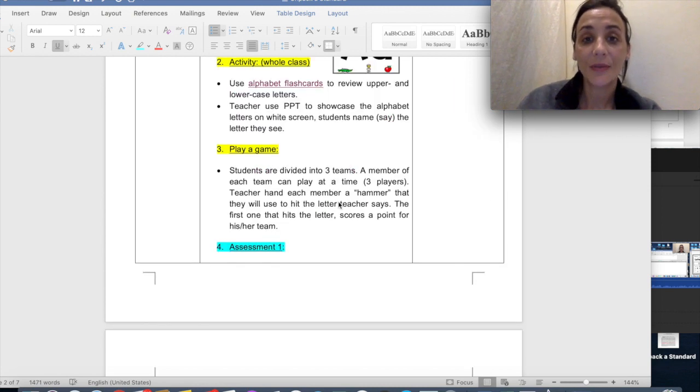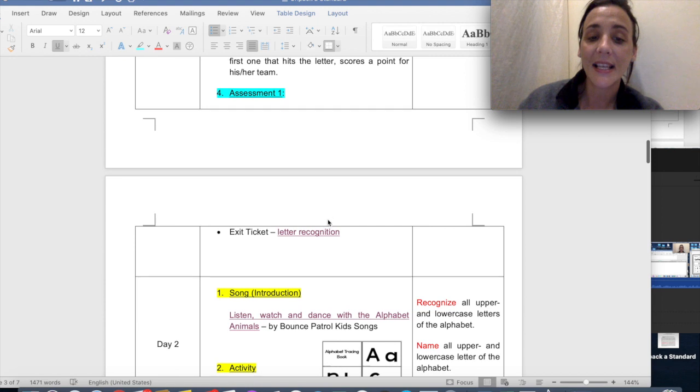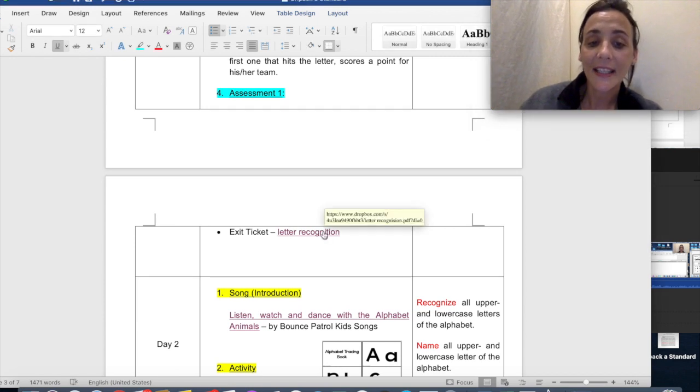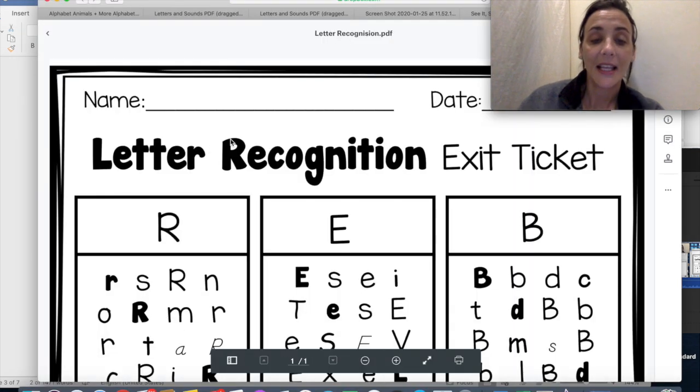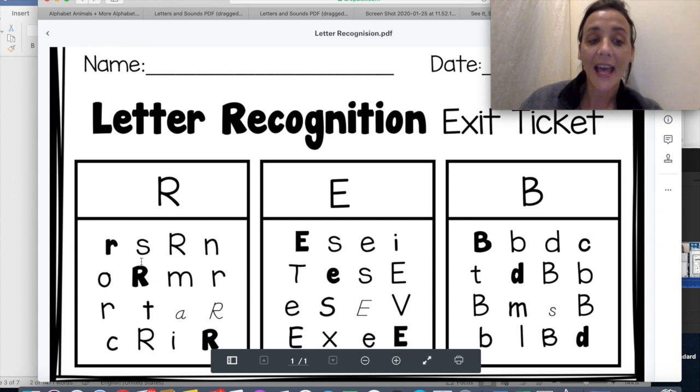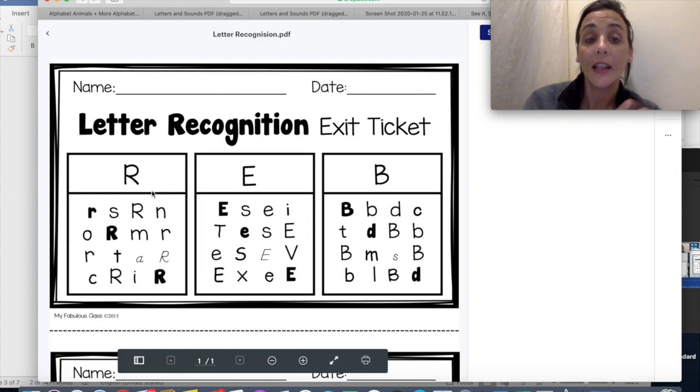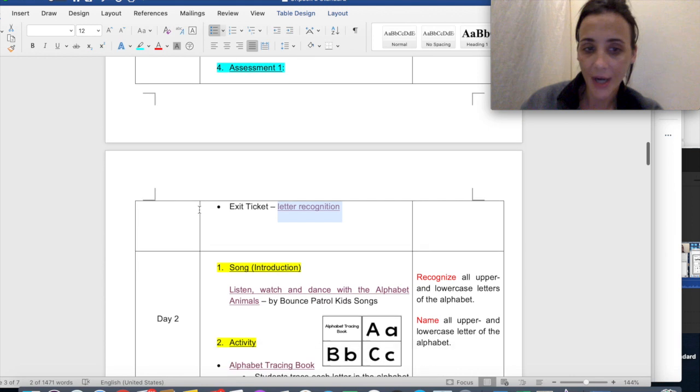Number 3 is I would divide my students into teams of 3. I would choose a student from each team, hand each student a hammer, and then put the flashcards on the floor. The teacher would say the letter, and the first student who hits the card or the letter and says the sound of the letter scores a point for their team. I would then give them an assessment, which is an exit ticket. For example, a letter recognition exit ticket for R, where they have to color or circle the lowercase and capital letter R.